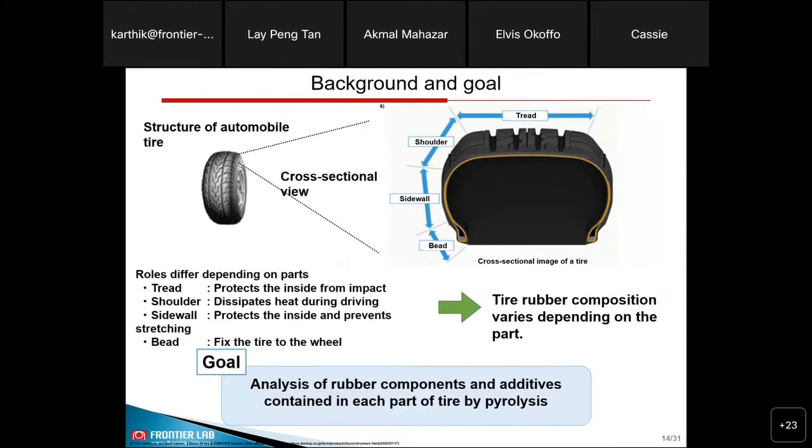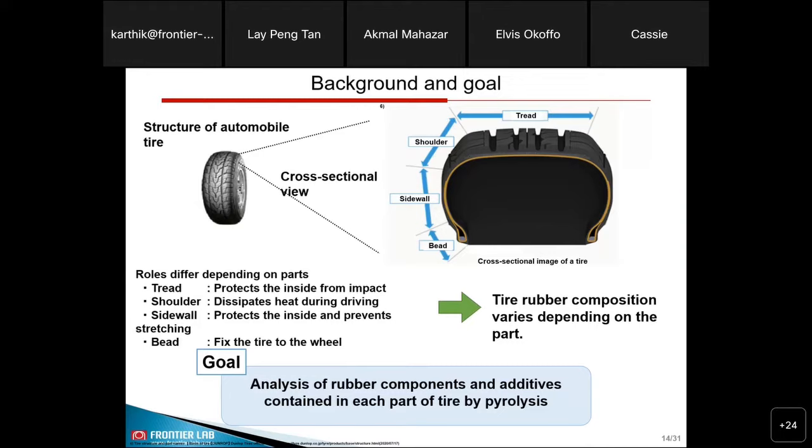So to analyze the tire, we basically want to show you that the tire is not just one single material. There are different materials that are compressed together. Usually we call them bead, sidewall, shoulder, and tread. These are the different parts within the tire. The tread helps protect the inside from the impact when it is on the road. The shoulder dissipates heat during driving, and the sidewall protects the inside and prevents stretching, and the bead basically helps to fix the tire to the wheel.